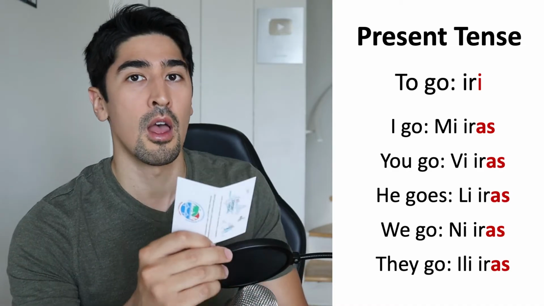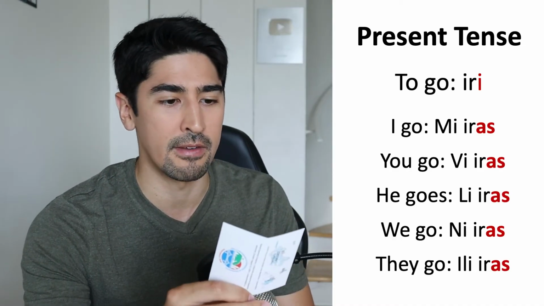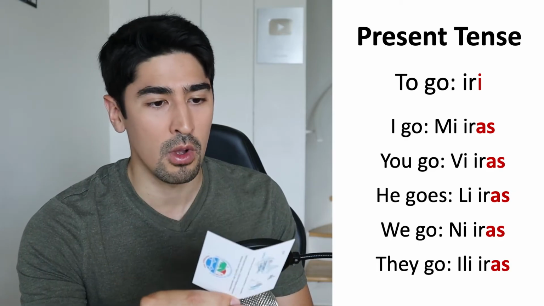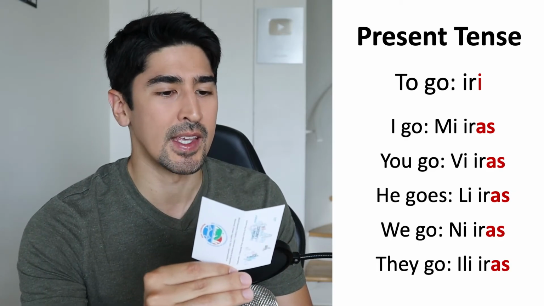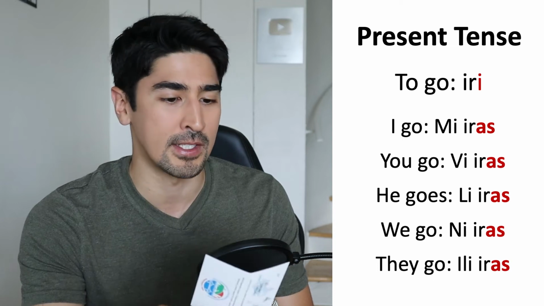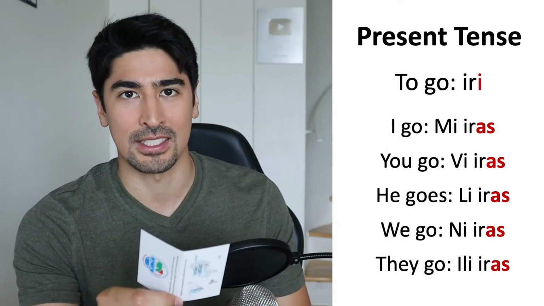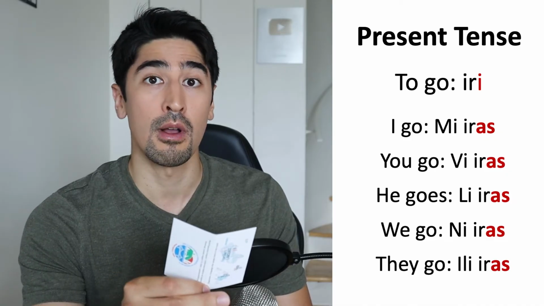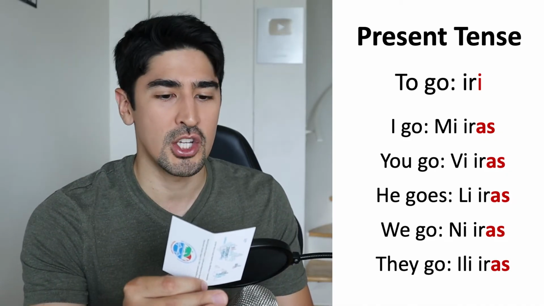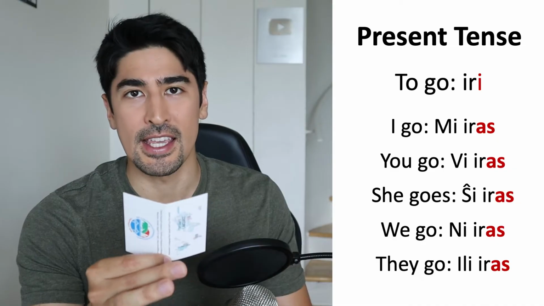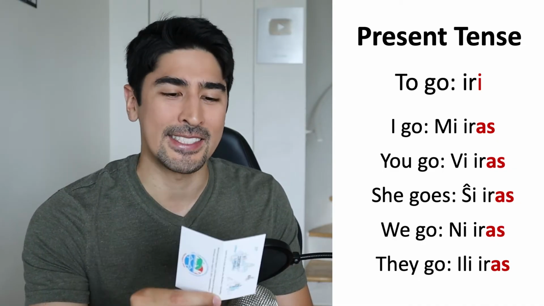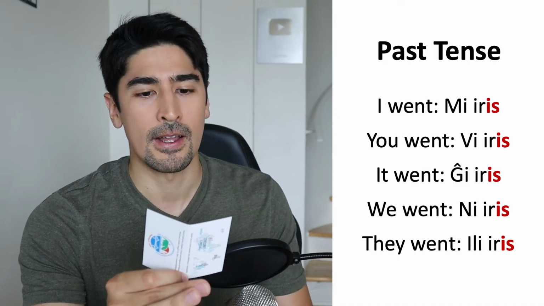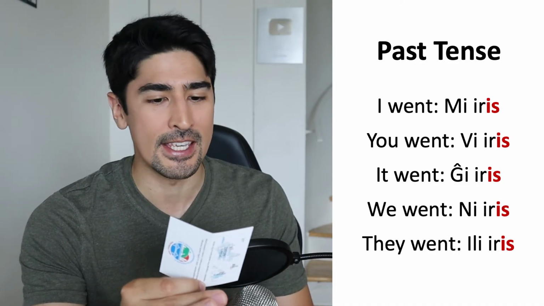All verbs are regular, so the infinitive ends with i. So for example, the verb to go, it would be iri, iri. Now if it's conjugated in the present tense, it becomes as. So for example, I go, mi iras. You go, vi iras. He, she goes, li, ŝi iras. Now, if it's the past tense, then as becomes is. So, we went, ni iris, ni iris.